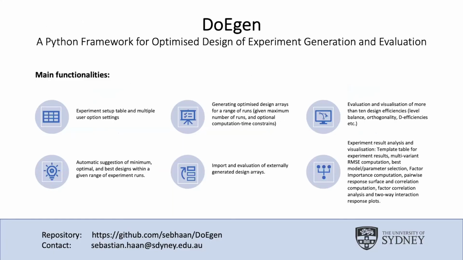Here, the software package is called DOEGen, and it's now released, still in development, but it's available on a GitHub repository. The link you can find here below. It's a Python framework, so it's easy to use. And there's a couple of functionalities that I just mentioned here. Due to limited time, I can't go through all of them, but I've mentioned most of them already.